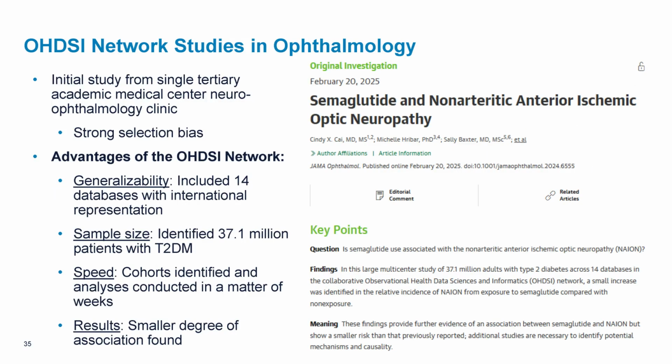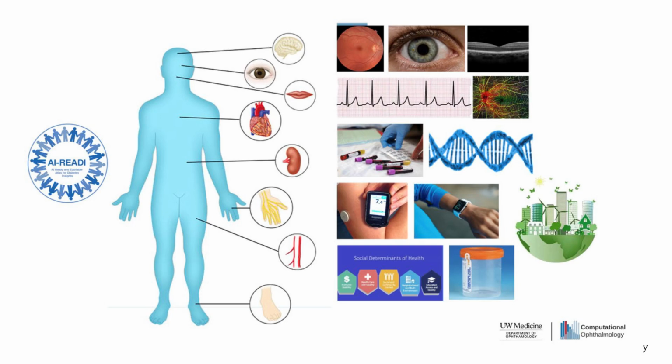So finally, I'm going to wrap up. I know I'm a little over time, but I'd be remiss not to talk about how data standards have accelerated network studies. So the Odyssey network has many databases, and again, with the GLP-1 receptor agonist, there was all this press around NAION risk. And the initial study had some selection bias with a single neuro-ophthalmology clinic. But in a matter of weeks, we were able to do the same analysis across 14 databases, 37 million patients with diabetes. And we did find a small association, but it was much less degree than the initial paper.